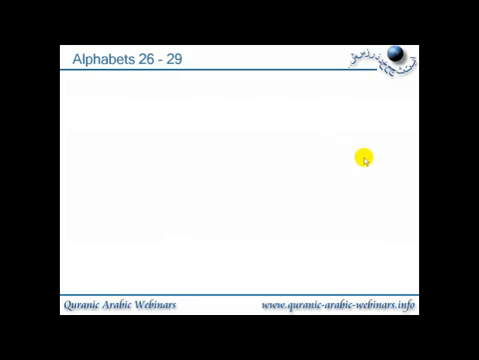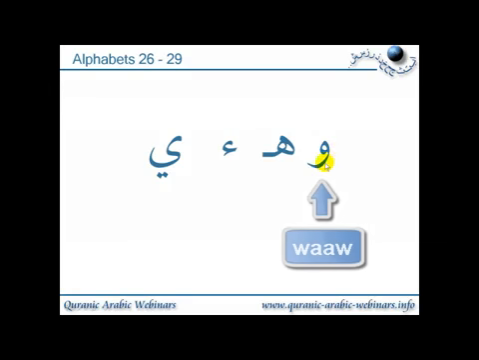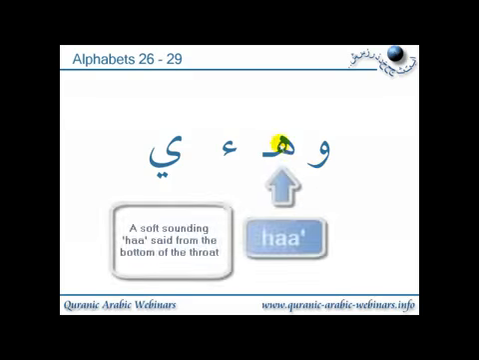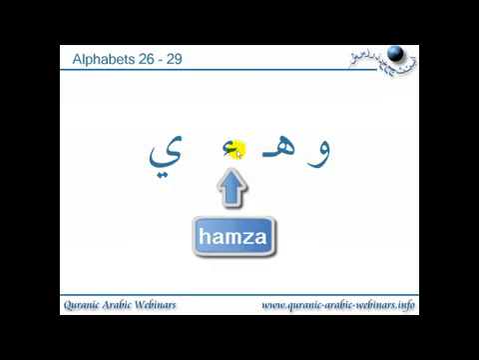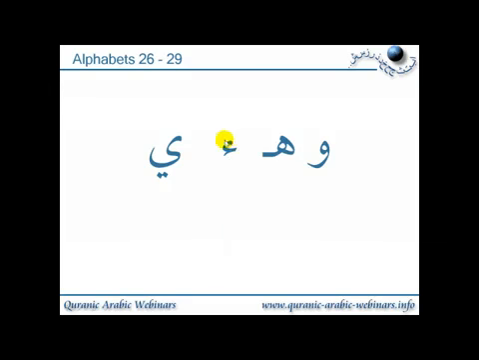Alphabets 26 to 29. First letter here is known as Wow. This one with the two sort of loops is known as Ha. This letter is known as Hamza, and this is the one that some people do not write in the alphabet, which would make it only 28 long. Next one, this big sort of S with the two dots underneath, is known as Ya.